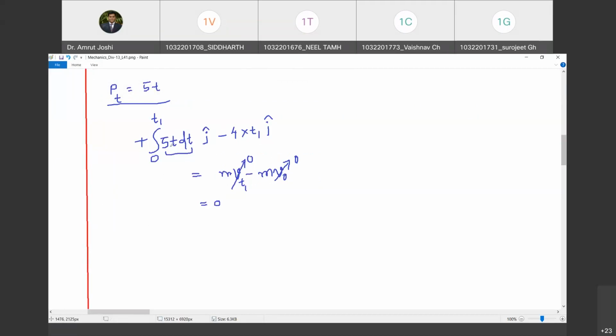Now, so what is left hand side? What is integration of 5t? Tell me. 5 by 2 t square going from 0 to t1. So it is 5 t1 square by 2. Do you agree with me? Yes, sir. And j cap will cancel throughout, and this will become minus 4 t1 equal to 0. So can you tell me what are the roots of this equation? So how much is t1? This is the time at which the velocity becomes 0.